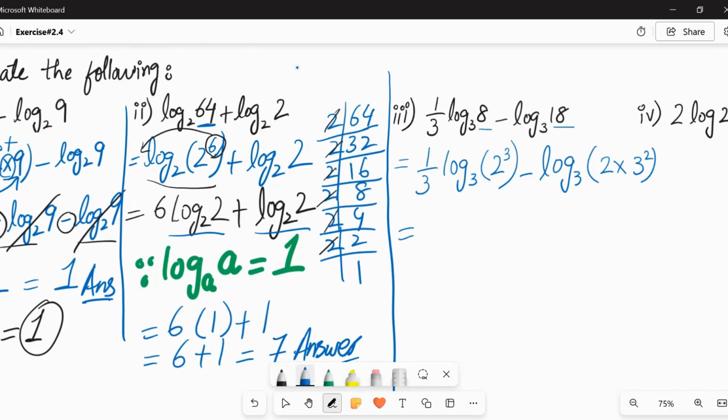Now let's apply the property of log. We'll apply it first over here, and what we need to do is shift the power before the log. So 1 over 3 will remain as it is. Multiply, this power will come over here, multiplied by log base 3 of 2. Or else what we can do is simply close the property. In questions 1 and 2 we expanded.